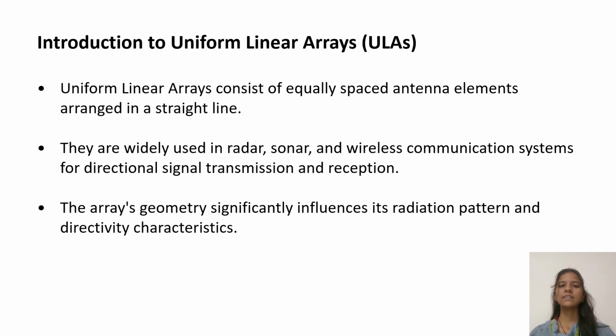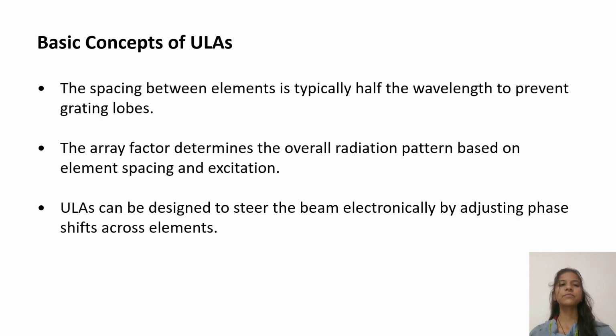Uniform linear arrays consist of equally spaced antenna elements. Elements are arranged in a straight line. They are widely used in radar, sonar, and wireless communication systems for directional signal transmission and reception. The array's geometry significantly influences its radiation pattern and directivity characteristics.